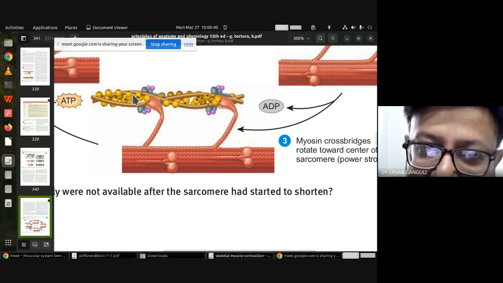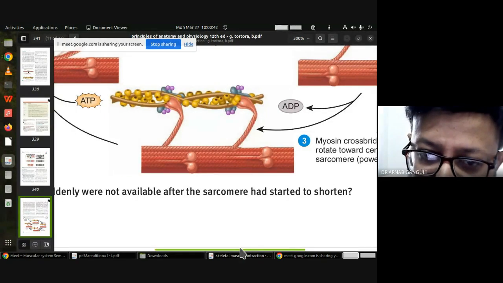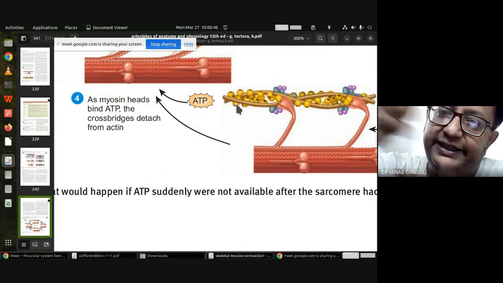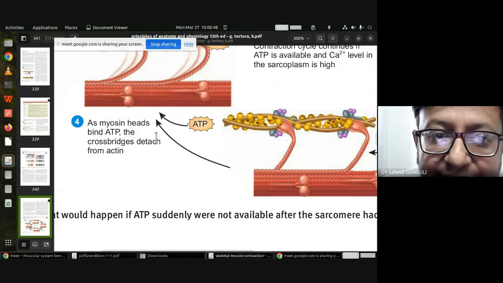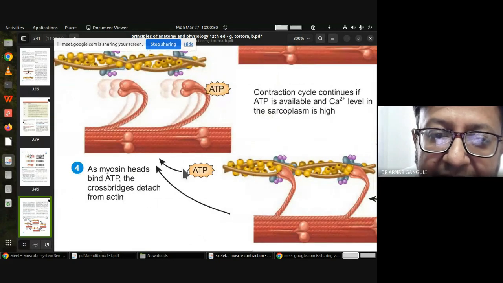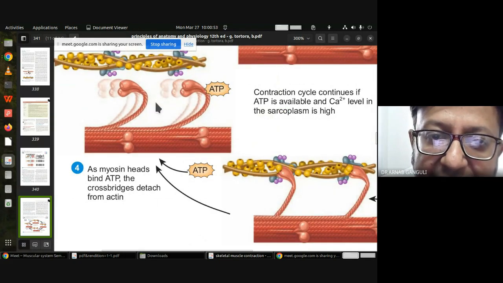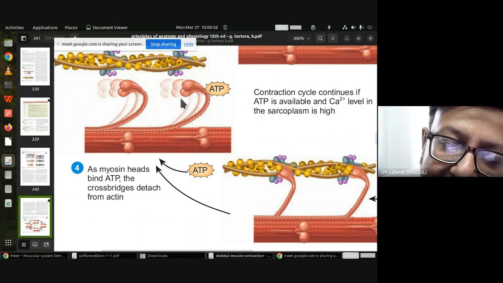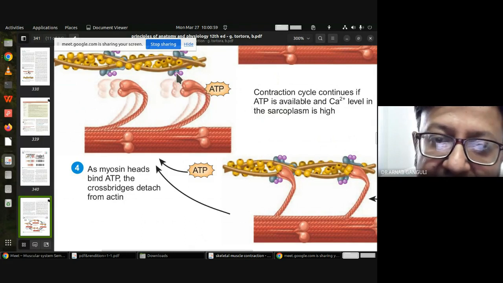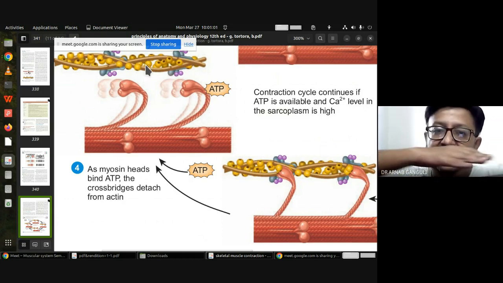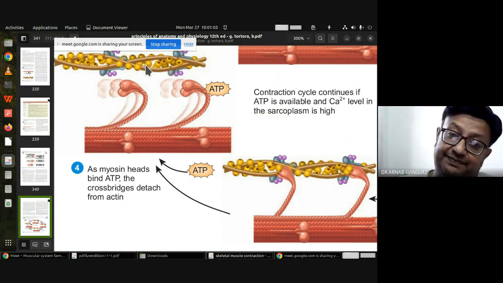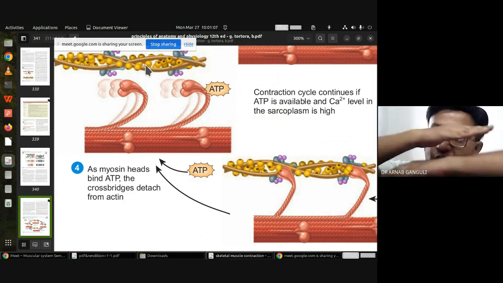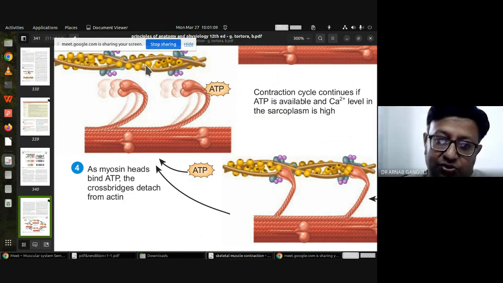So this is what happens. And next, the slide is done, the energy is finished. Now ATP comes and binds. When the ATP comes and binds, again it bends, and it is released, and then the relaxation starts. It let go, relaxed, then grabbed again, grabbed and slid, the power stroke. That is contraction.